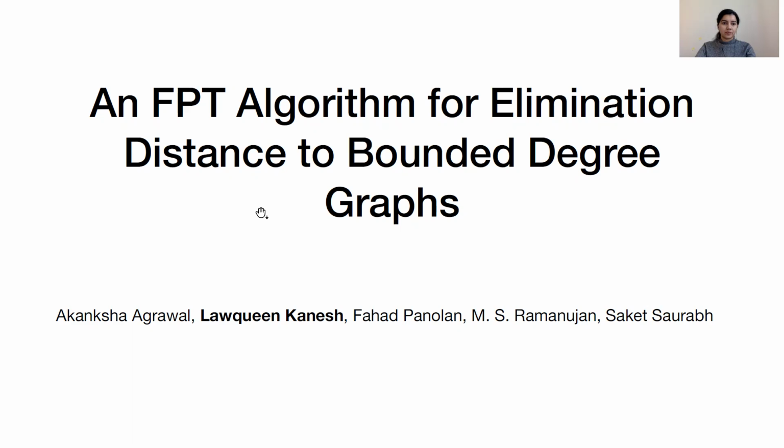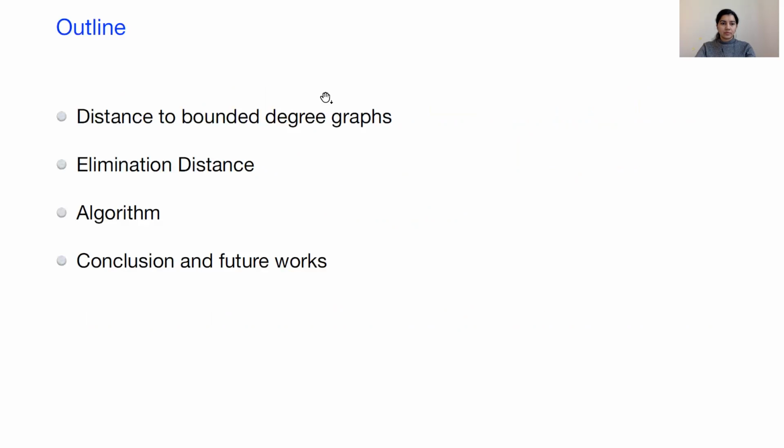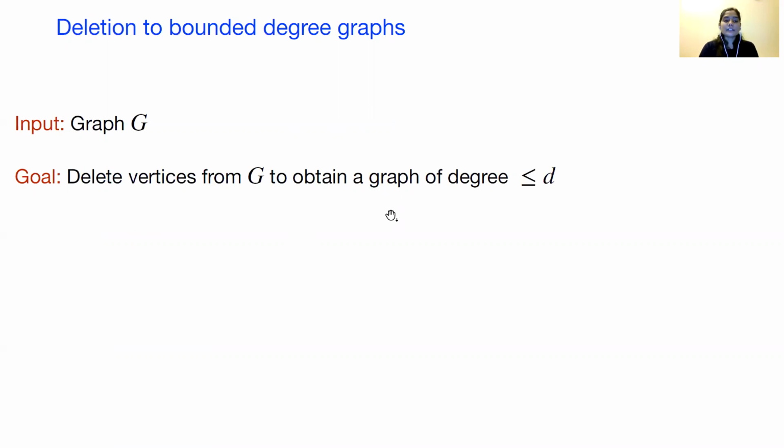Okay. So I'll begin with the motivation for studying the problem, and then I'll define elimination distance, then I'll give the algorithm for our problem, and finally conclude with some future work. So let us begin with the problem of deletion to bounded degree graphs. We have a graph G as input, and the goal is to delete vertices from the graph G to obtain a graph of degree at most D.